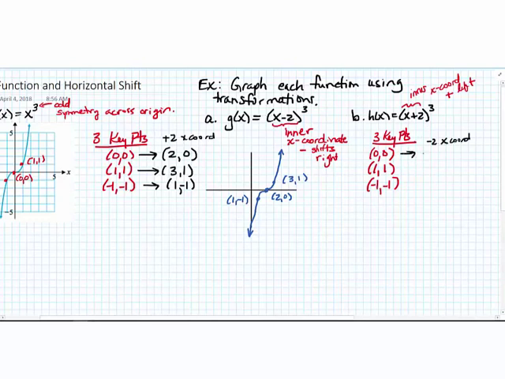So instead of going through 0, 0, it's negative 2, 0. Instead of going through 1, 1, subtract 2 from the x, and what do you get? Negative 1, 1. The y stays the same. How about negative 1, negative 1? What happens if you subtract 2 from the x coordinate? Negative 3, negative 1.